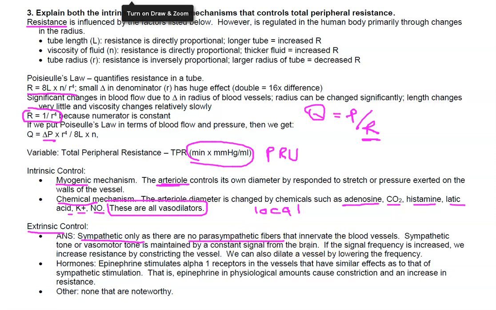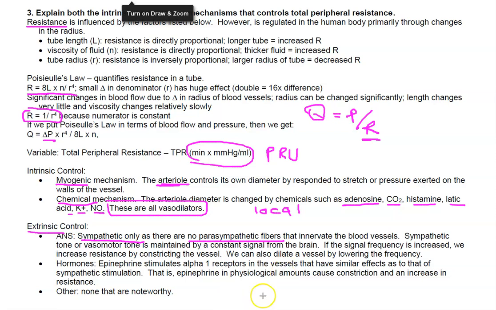Matter of fact, if you think about it, when we look at the stroke volume and the heart rate, let's start at the heart rate. For the heart rate, we had an equal influence of sympathetic and parasympathetic. For the stroke volume, we had mostly sympathetic and a little parasympathetic. And now for this one, we have all sympathetic, no parasympathetic. So as we move down that list from heart rate to stroke volume to TPR, the parasympathetic influence decreases and then eventually becomes none.